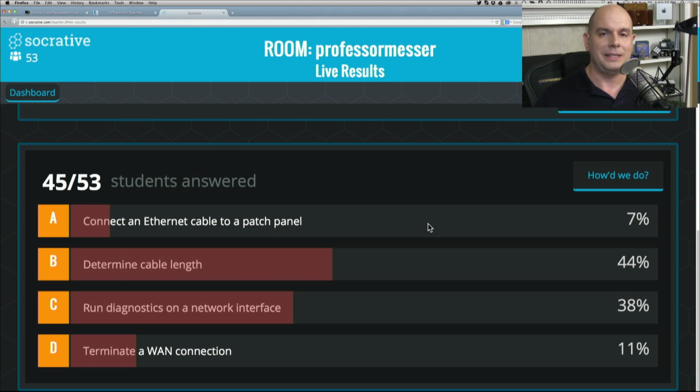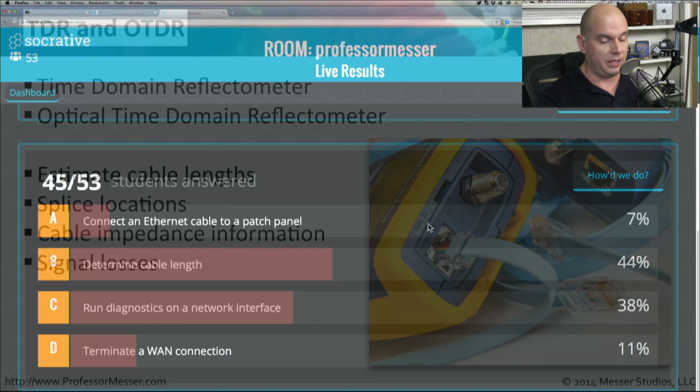And these have limited functionalities. A TDR traditionally doesn't do anything with network interfaces. A TDR is all about the cable. And there's terminate a WAN connection, D. Again, you're terminating a connection using a punch down tool or something else. It's not one of those cases where you really would fit any one of those in. It's going to be something dealing with wire. It's going to be something dealing with fiber. It's going to be determining a cable length. And of course, any of these other things too.